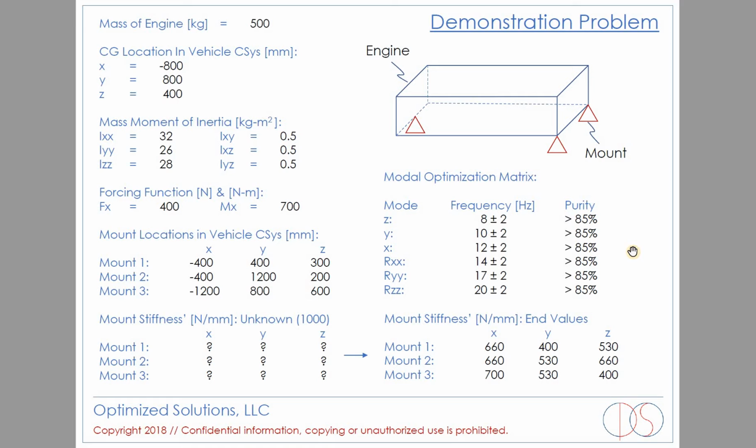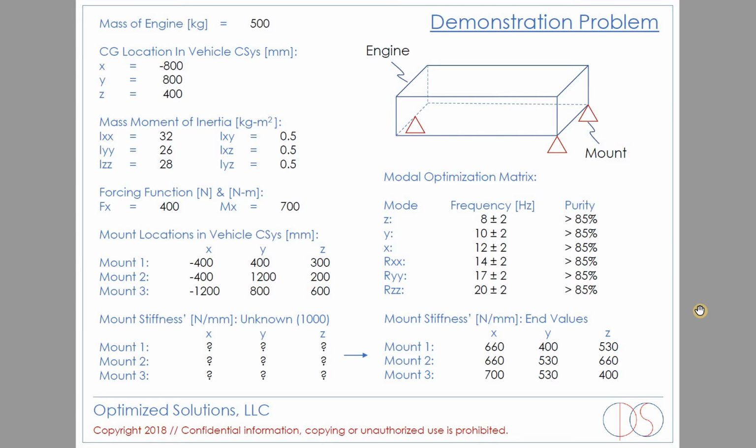So this is our objective function. This is what we are trying to optimize for, and the values that we are trying to optimize are the mount stiffnesses, as I explained. The objective is to determine the 3-dimensional stiffnesses for each of the 3 engine mounts that satisfy this modal optimization matrix. So what we have here is a sample of a very traditional engine mounting problem that needs to be solved.